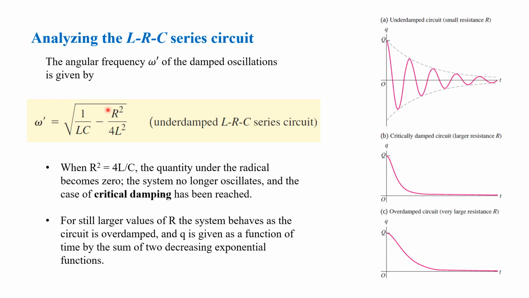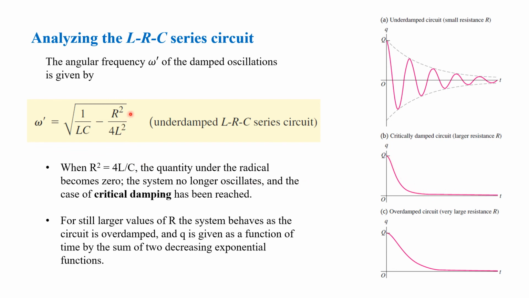But when R squared is equal to 4L over C, the quantity under the radical becomes 0. So this one here becomes 0, and the system no longer oscillates, as critical damping has been reached. Your cosine term will disappear, and you only have your exponential term. When you graph your change in Q, this is what happens. You have critical damping.